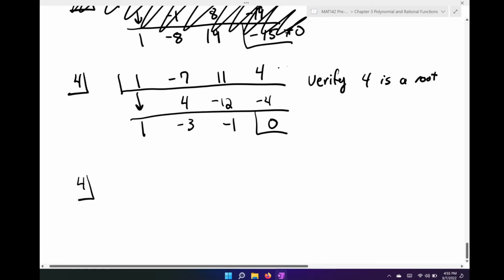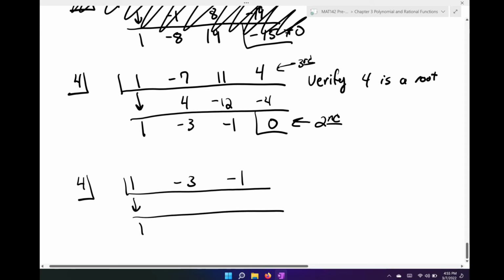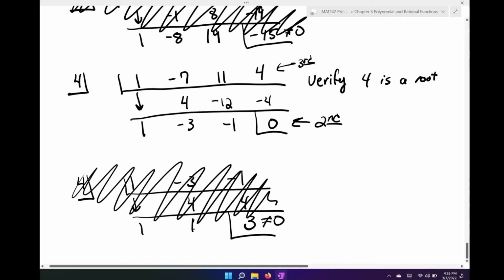So this was a third degree polynomial. This is a second degree polynomial. So let's see if there's a multiplicity again. 1, -3, -1. Drop down the 1, and we're going to do this again. 4 times 1 is 4. -3 plus 4 is +1. 1 times 4 is 4. Uh-oh. We get 3, and that is not 0. So here's what we know: 4 does not have a multiplicity.